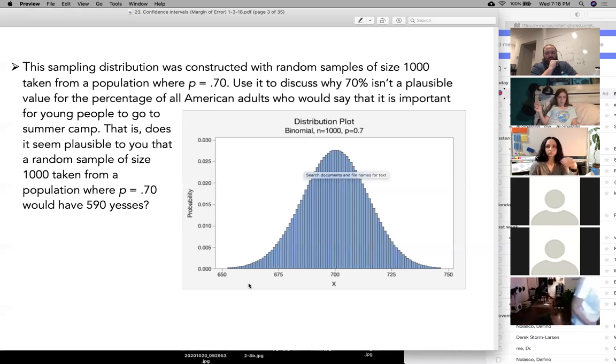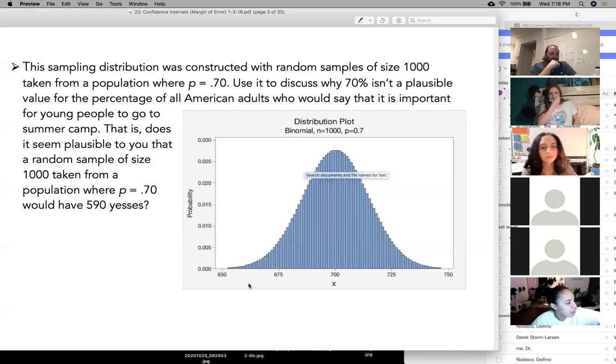This one was created with the assumption that P is 0.7. How many successes did we have in our sample again? The first sample was 590. If P really was 0.7, how likely is it that we would get 590 as a result, based upon this graph in front of us? Not likely at all. In fact, it never happened. Out of all the samples, it never happened, not a single time.